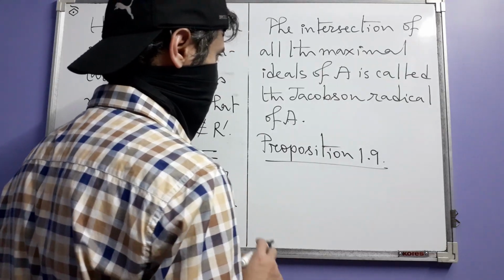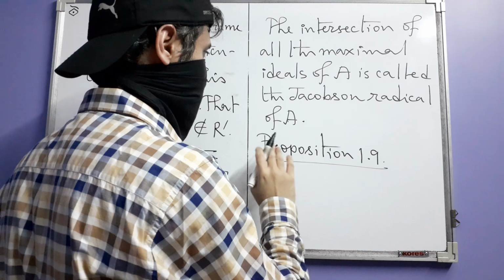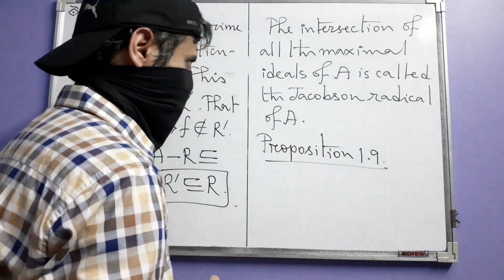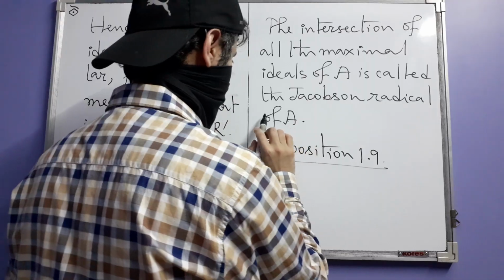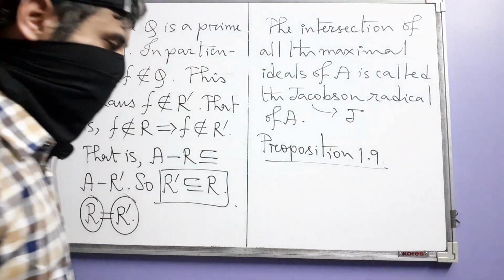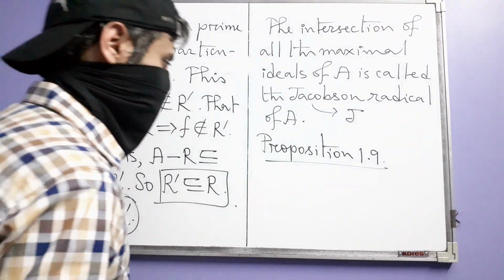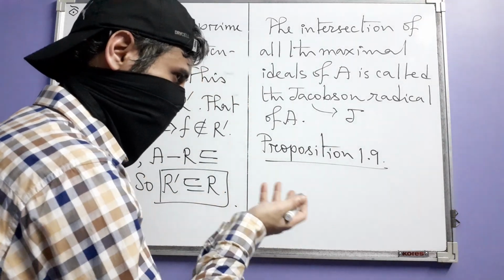Well, for some reason the authors have decided to call this Jacobson radical also capital R. Let me, however, give it some other name. Let me call it J. Okay, J for Jacobson. So this is a characterization of the elements of J.